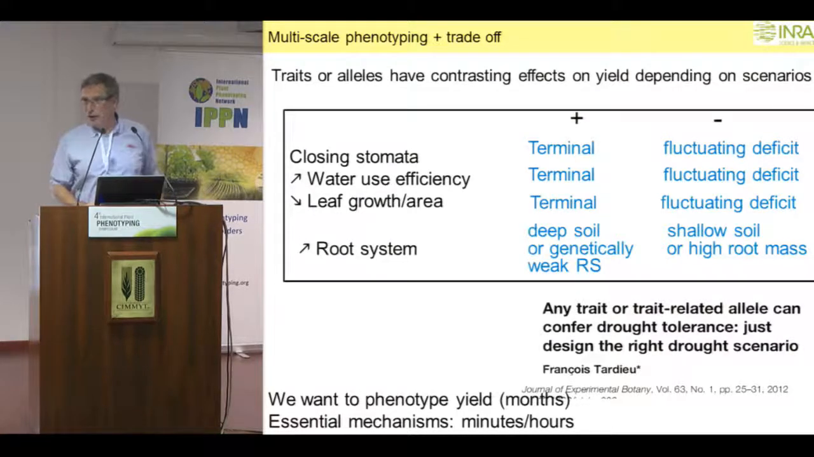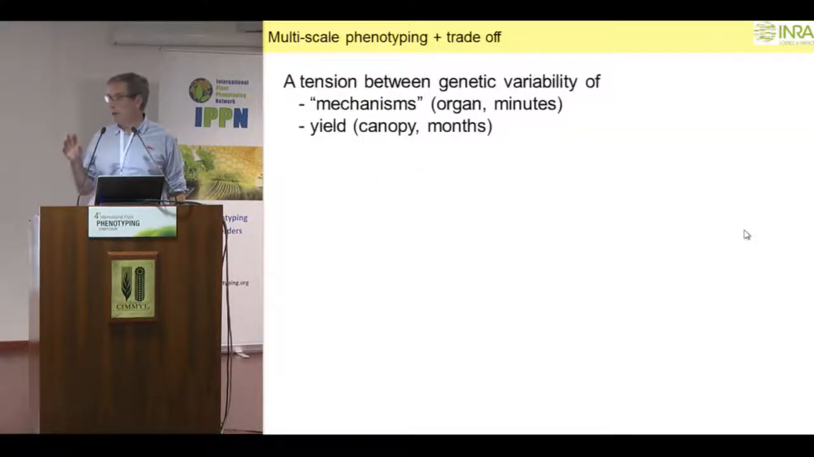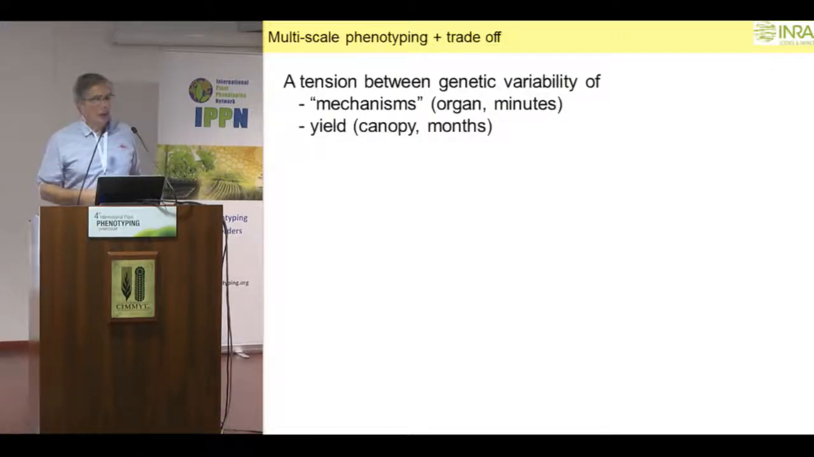And sorry for the root lobbying, but the root system is just about the same. It's a very good idea to have a deep root system, to increase the root system, if we have deep soil. It has been shown several times that if you have a shallow soil, you had better put your carbon elsewhere than in the roots. So again, the same trait can be positive or negative. So we have a tension between genetic variability of mechanisms, organ, minutes, and yield, canopy, month.